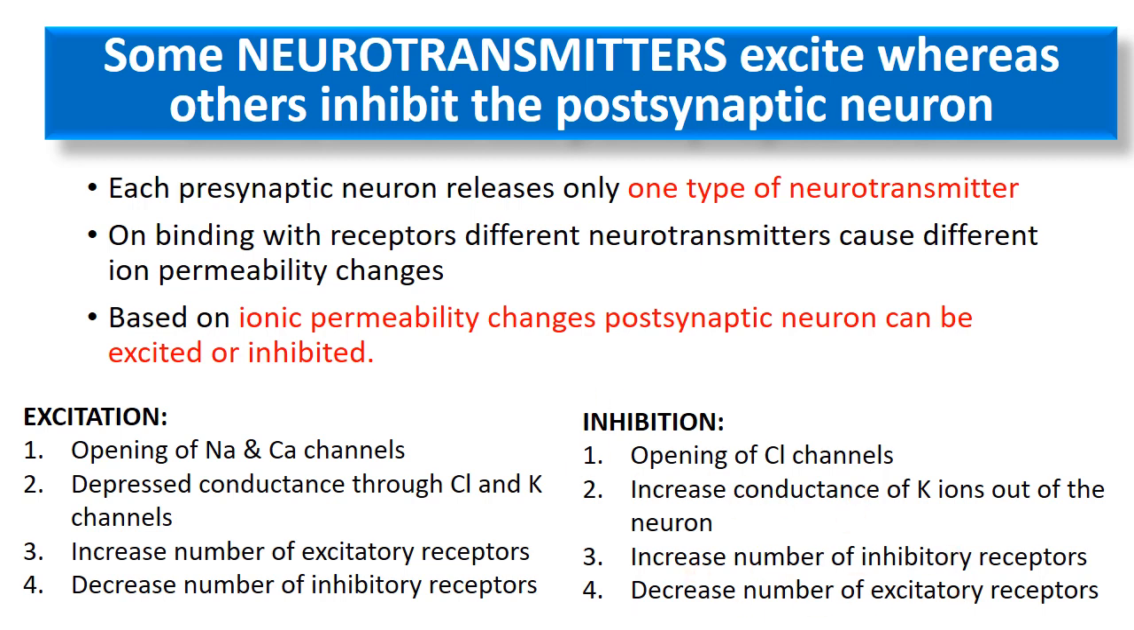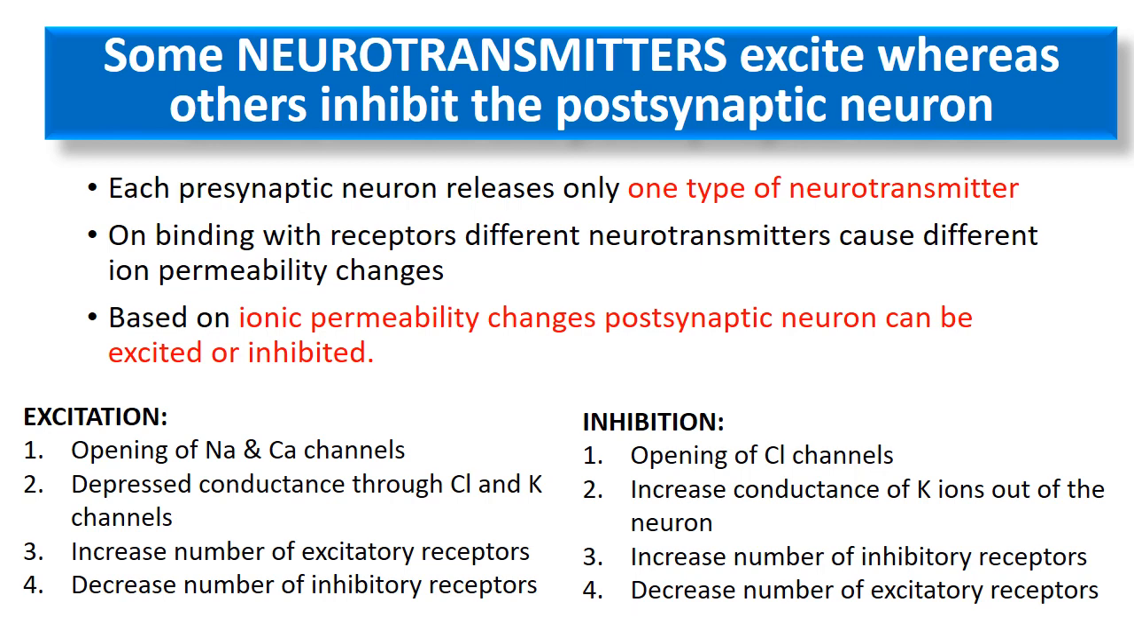Okay, so how is excitation brought about by the presynaptic neuron? If a neurotransmitter is released from the presynaptic neuron and it opens the sodium channels on the postsynaptic neuron, it will cause excitation, more sodium influx leading to excitation. Or excitation can occur if there is a depressed conductance through the chloride and potassium channels. Or there may be an increased number of excitatory receptors or a decreased number of inhibitory receptors. All these four factors will lead to the excitation of the postsynaptic neuron.